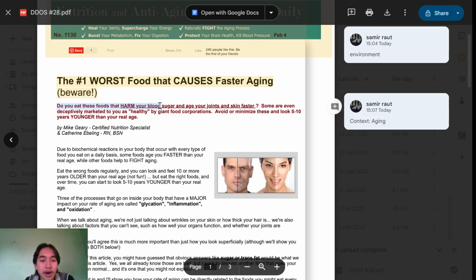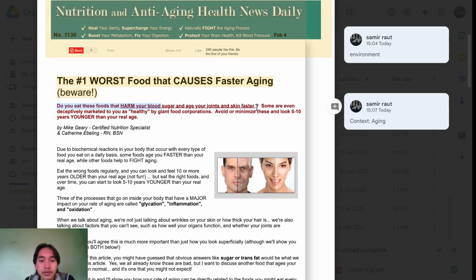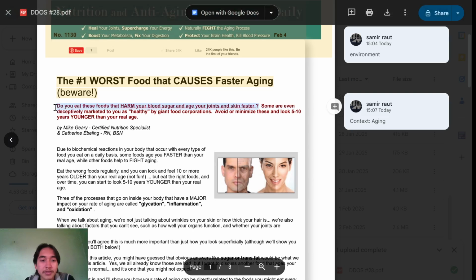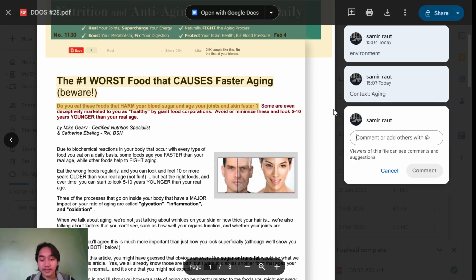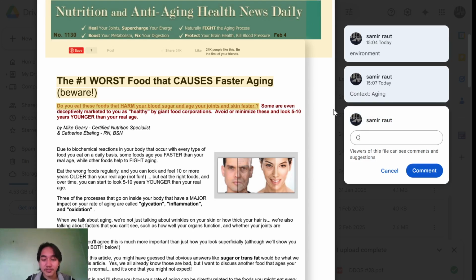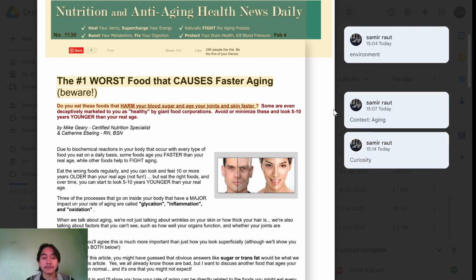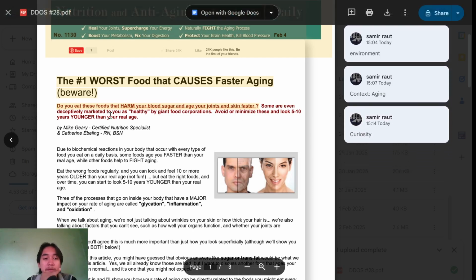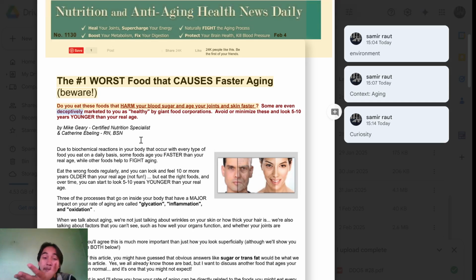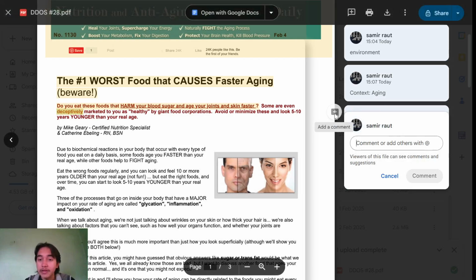Do you eat these foods that harm your blood sugar and age your joints and skin faster? Do I? I don't know. I must read it. Right? Curiosity. Some are even deceptively marketed. So deceptively. Okay, so they are deceptive. Anybody who's not doing this is deceiving you, right? Meaning they are not on your side. And when you say somebody's not on your side, you indirectly imply that I am on your side as well. So I hope that makes sense.